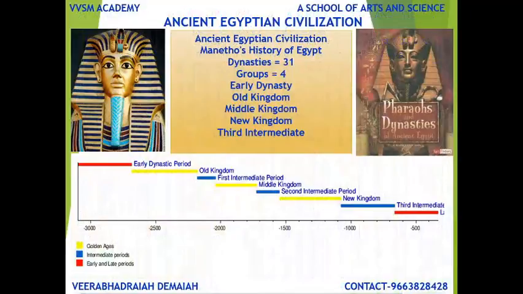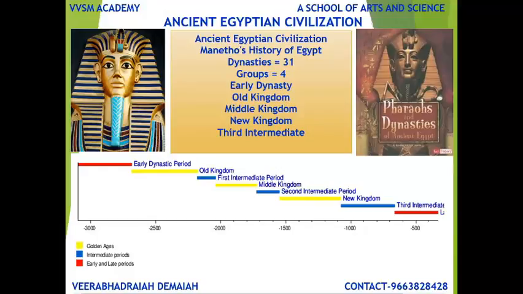Ancient Egyptian civilization is a very important concept of discussion today. Ancient Egyptian civilization tells about the Manetho history of Egypt, which has 31 dynasties. The 31 dynasties are classified into four main groups of the ancient Egyptian civilization: Early dynasty, Old Kingdom, the next Middle Kingdom, and the New Kingdom, the third intermediate.